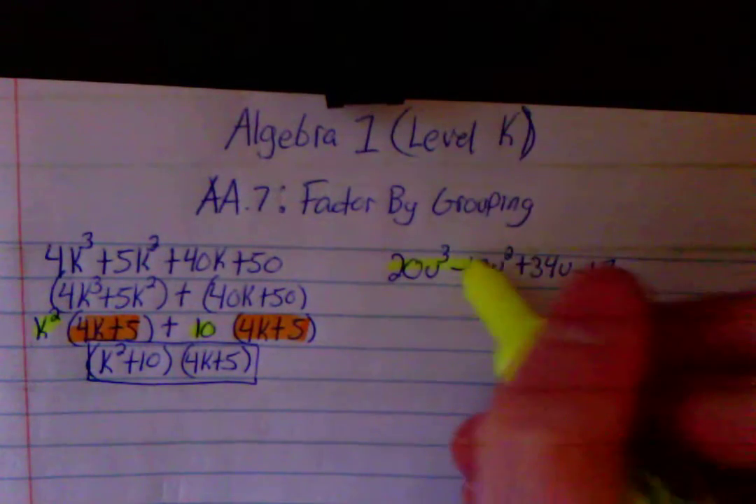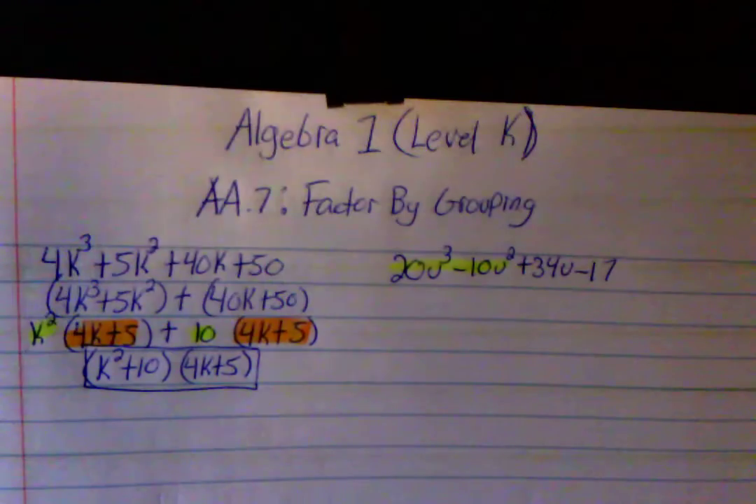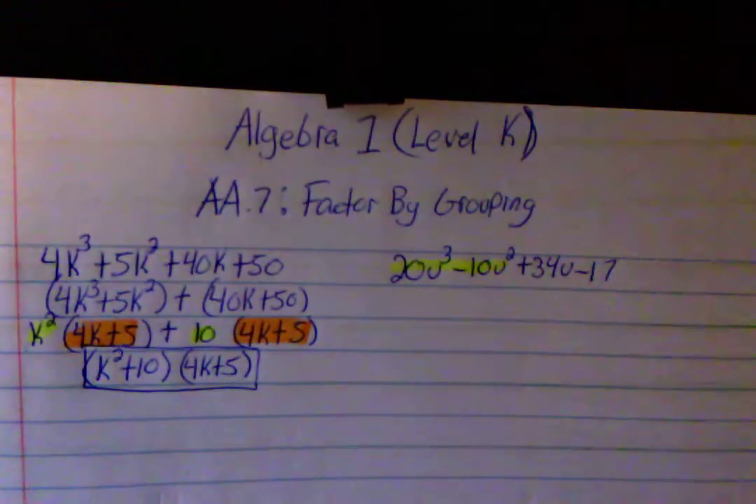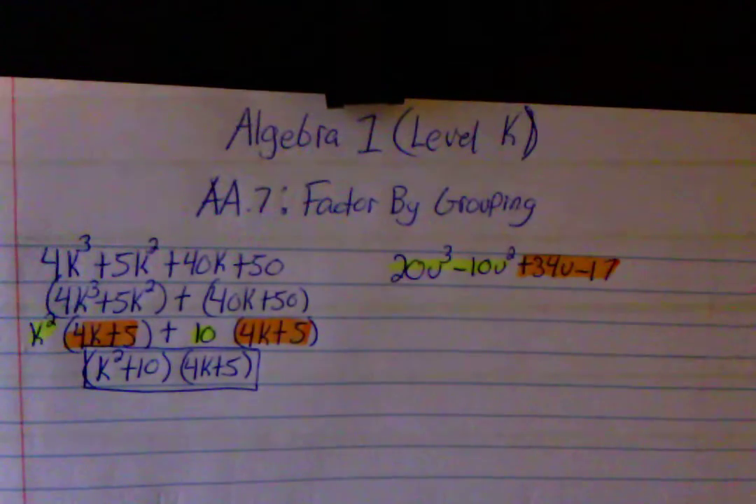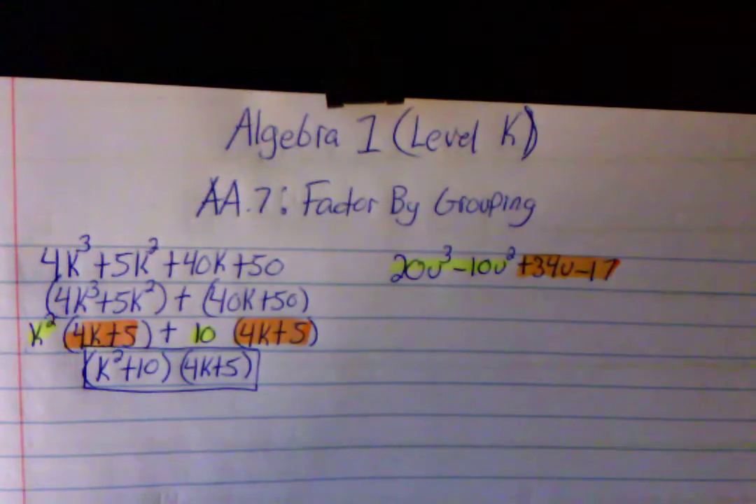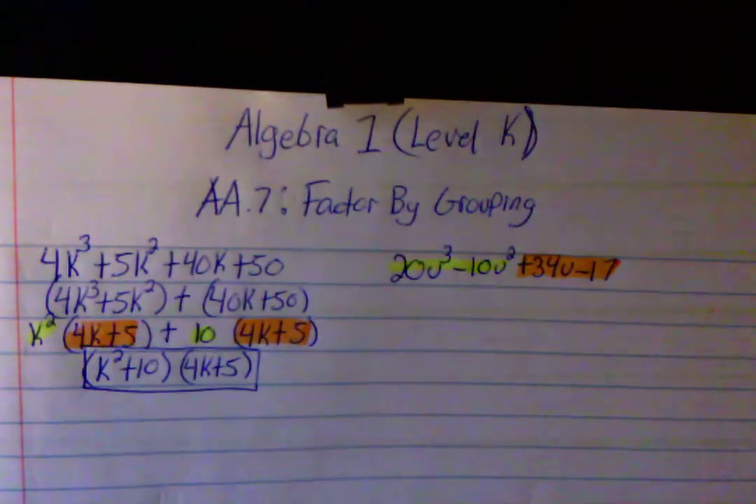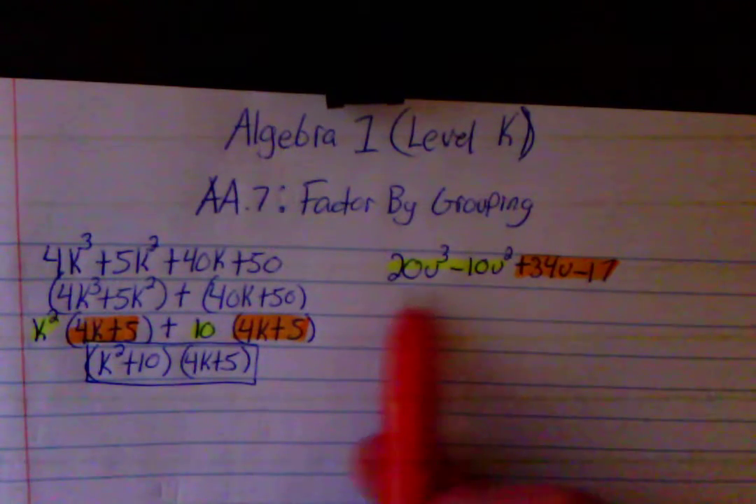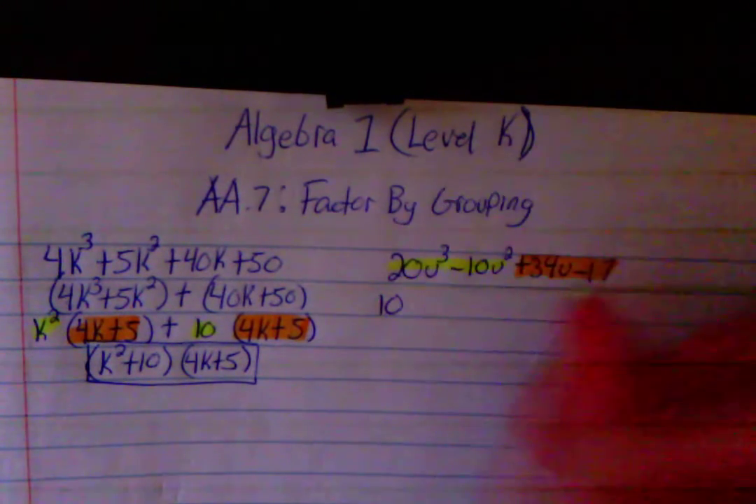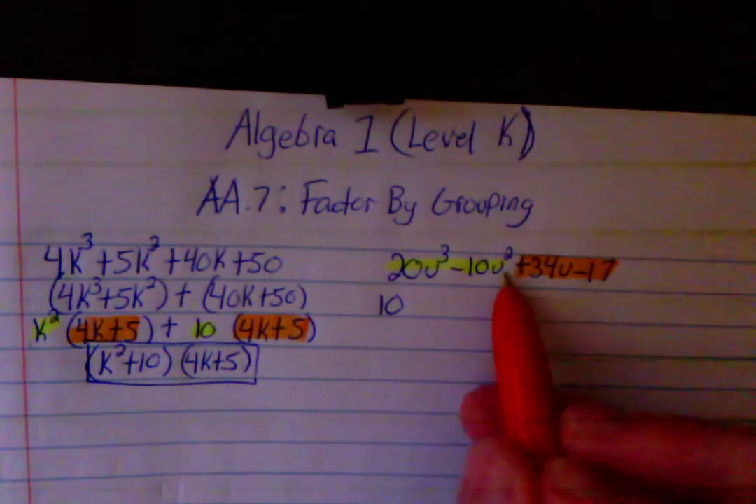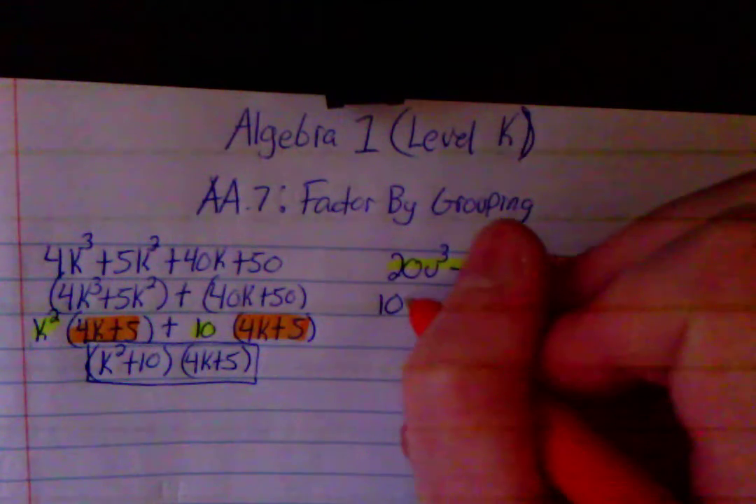20u cubed and 10u squared. And I'm also going to pair together positive 34u minus 17. Okay. I know that the greatest common factor between 20 and 10 is a 10. Greatest common factor between u cubed and u squared is u squared.